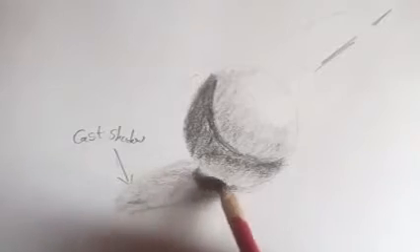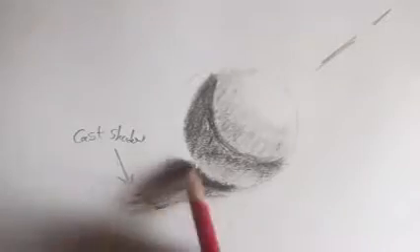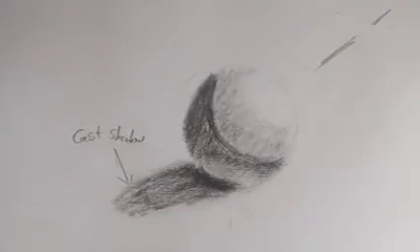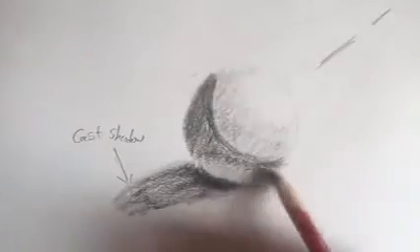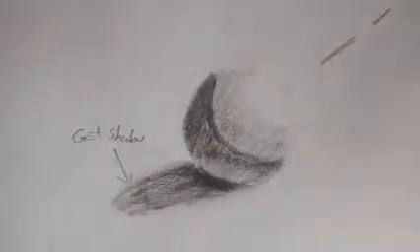You can see that it's really turning into a sphere. The occlusion shadow is supposed to be really, really dark, and you can see I've done that already. Now it looks like a sphere. You can see how we've turned the circle into a sphere. And now I'm using a blending stump to blend it through to get that great transition between light and shadow.